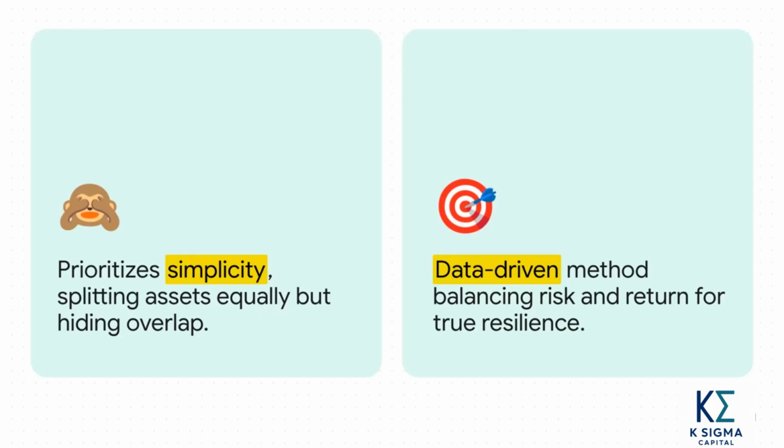Let's look at the two ends of the spectrum here. On one side, we have what analysts from Saxo Bank call naive diversification. This is your classic one-to-N strategy. You take your capital and you just divide it evenly across whatever assets are available. It's simple, sure, but it completely ignores how these assets actually interact with each other in the real world.